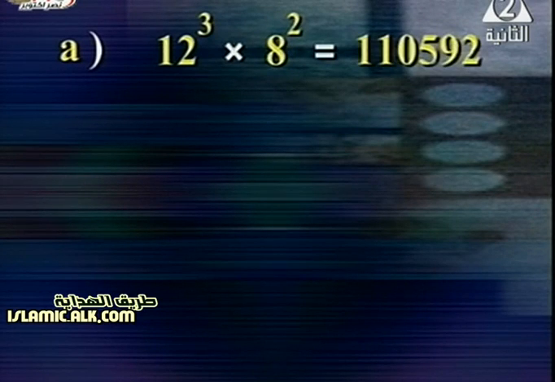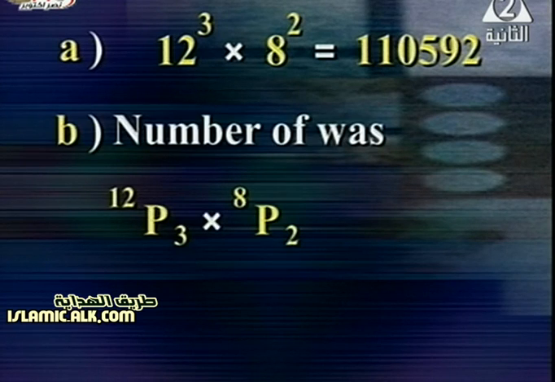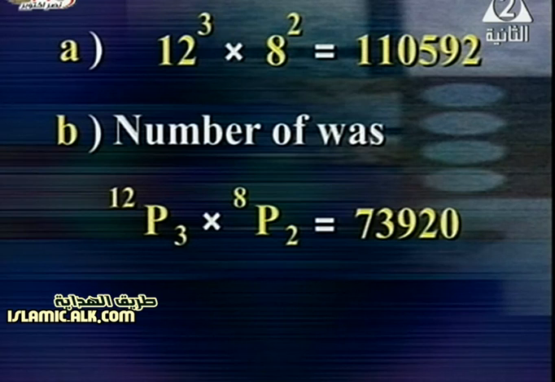Number A is 12 power 3 times 8 power 2. The answer is 110,592 by using a calculator. Number B, number of ways, 12P3 times 8P2 is 73,920.